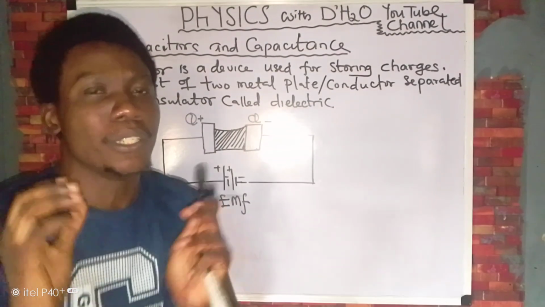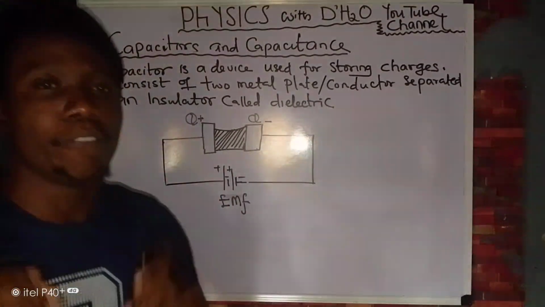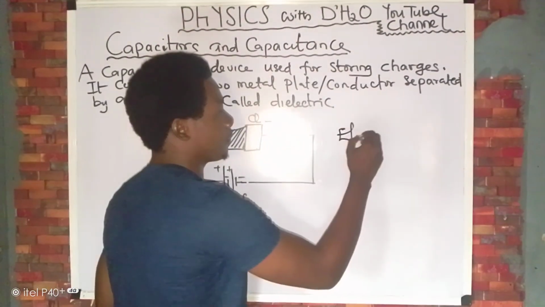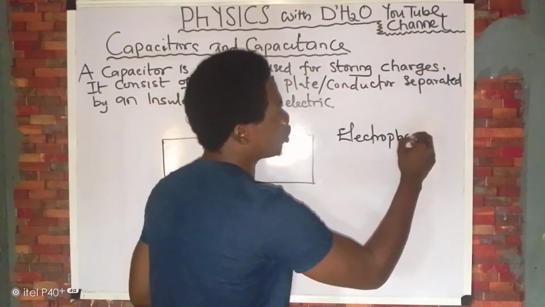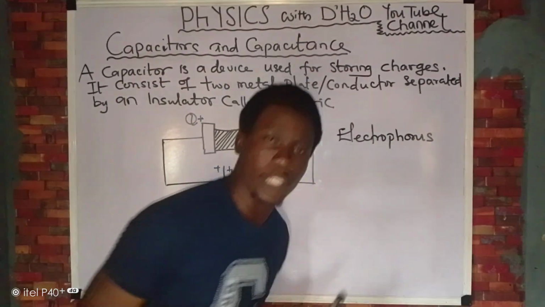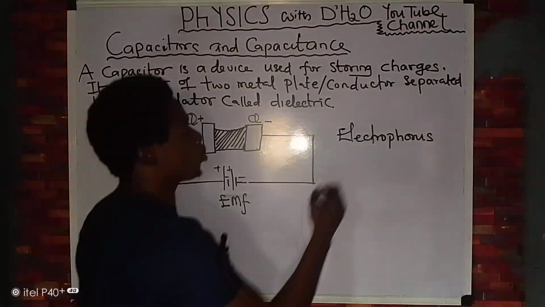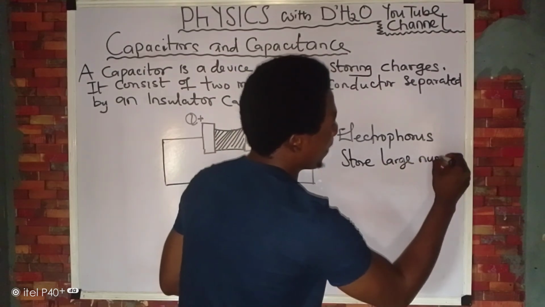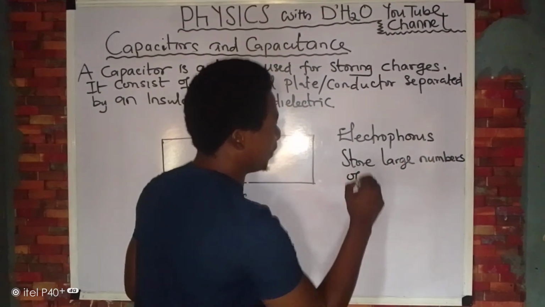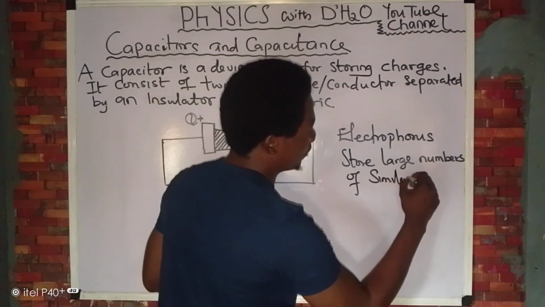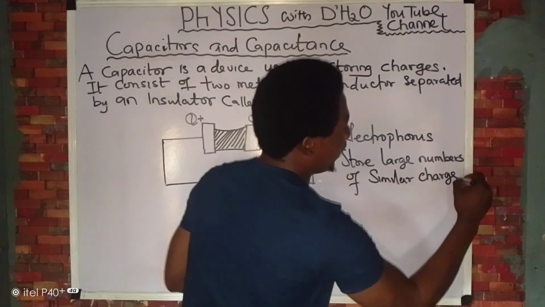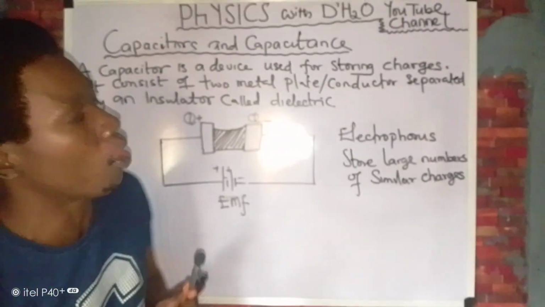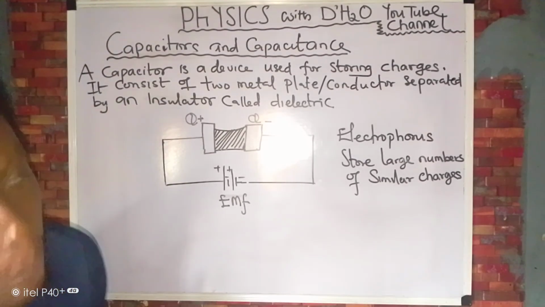Now, a capacitor differs entirely from the device called electrophorus. For electrophorus, please, it must be noted, it is used to store large numbers of similar charges. So, an electrophorus is a bigger device because it can store more charges than a capacitor.